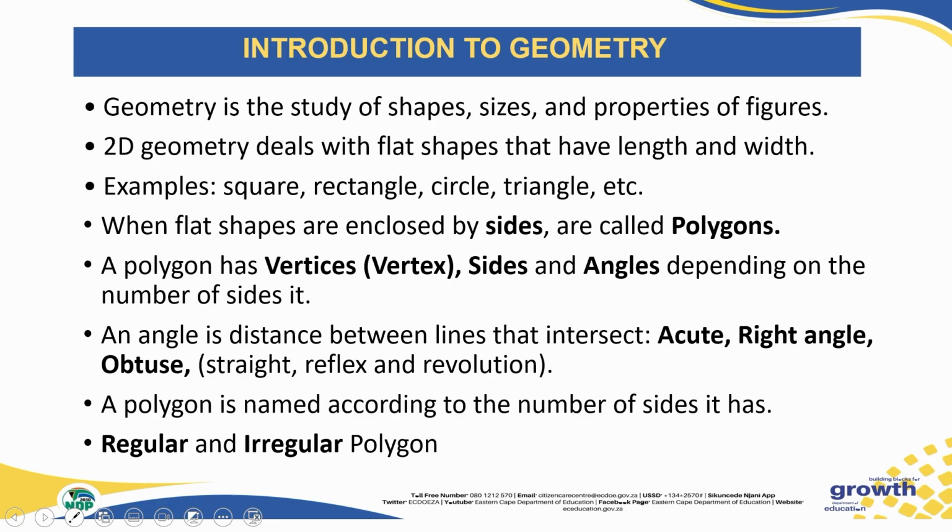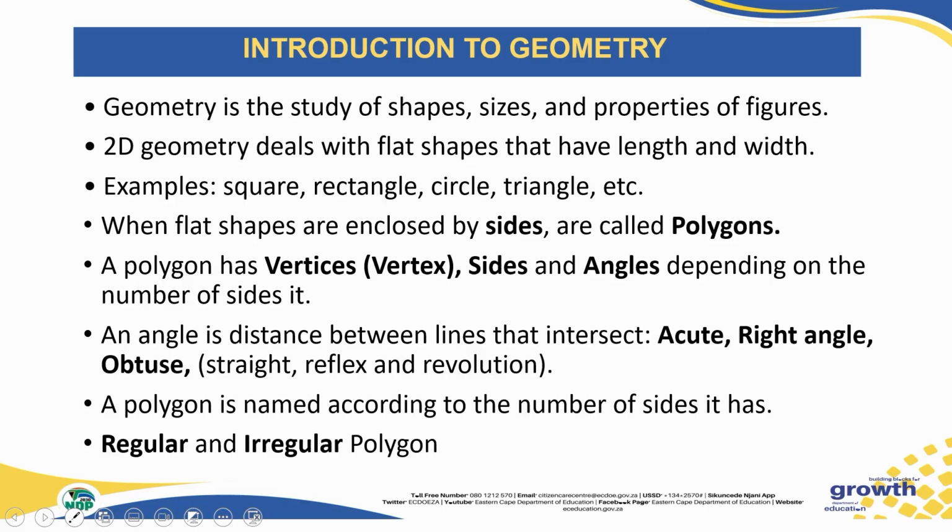Now, any polygon has three properties. It has the sides, as I've already said. It has the angles, and these angles are only formed when there are vertices or when there is a vertex. When these lines or when these sides meet, they form what is called an angle. Now, an angle is the measure of turn between any two lines that intersect.